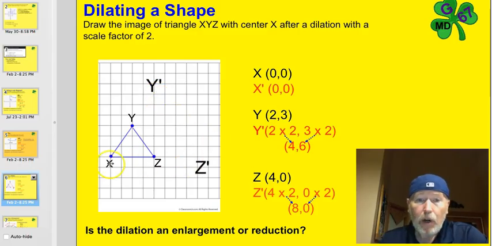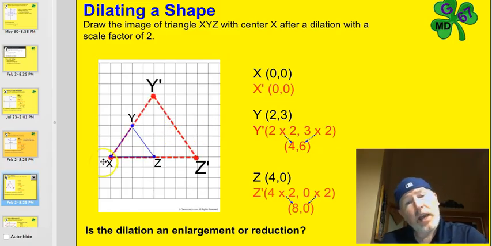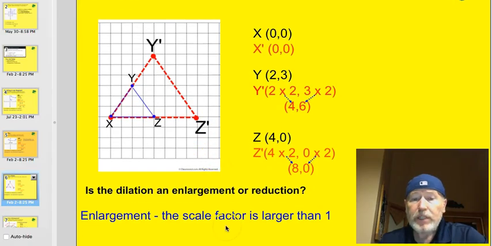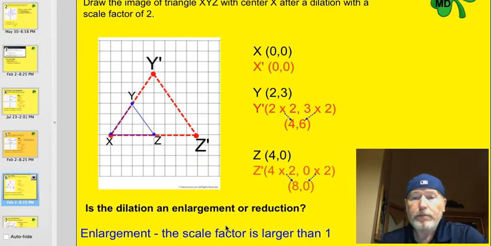Z originally was 1, 2, 3, 4, 0. Multiply each side of that coordinate pair by the scale factor of 2, and our new coordinate pair for Z prime is 8, 0. I can take and graph those out. And now we have X prime, Y prime, Z prime. That's a dilation. It's definitely an enlargement. We have that scale factor of 2. We know that because that scale factor is larger than 1.